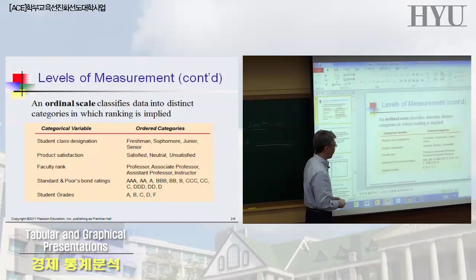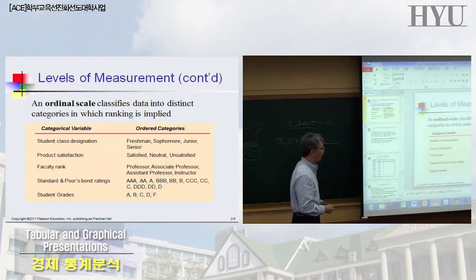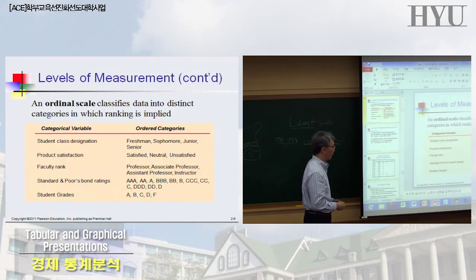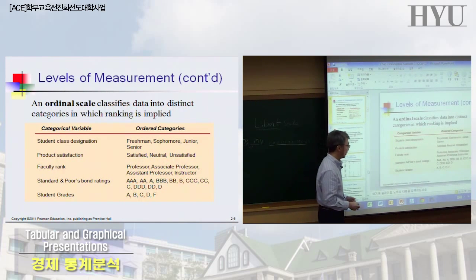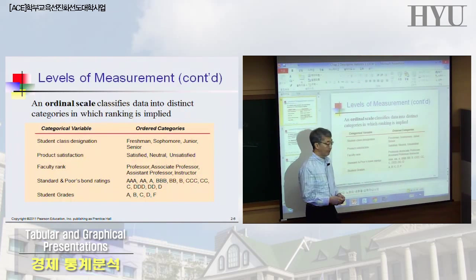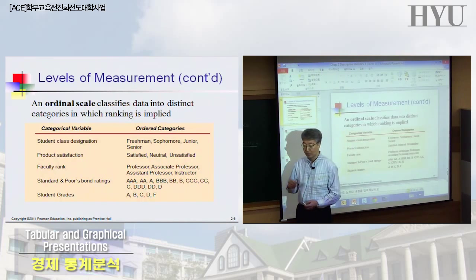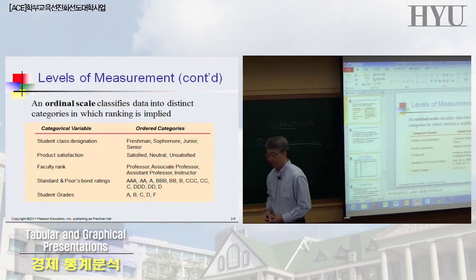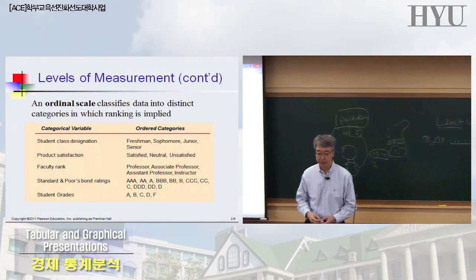Faculty rank, professor, associate professor, instructor, and so on. Standard & Poor's bond rating. Well, if you take a finance course, you will learn about these bond ratings, based on the risk level of the investment. Of course, in this case, AAA is considered the best or safest investment. And if you go to D, it typically means default. Default means this company could not keep their promise of paying back the principal and interest.